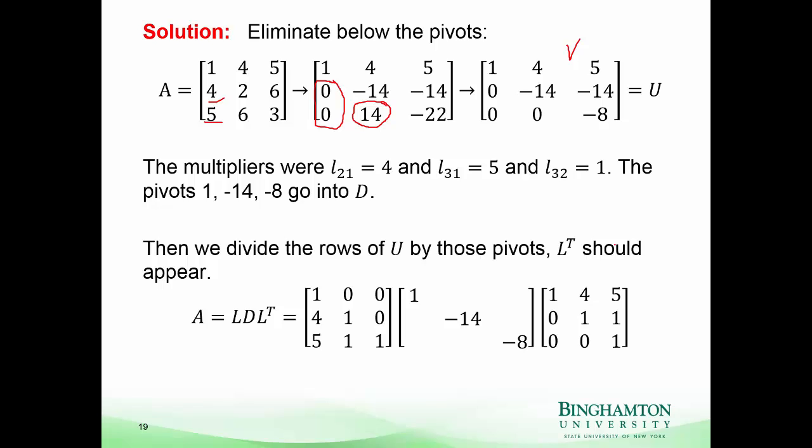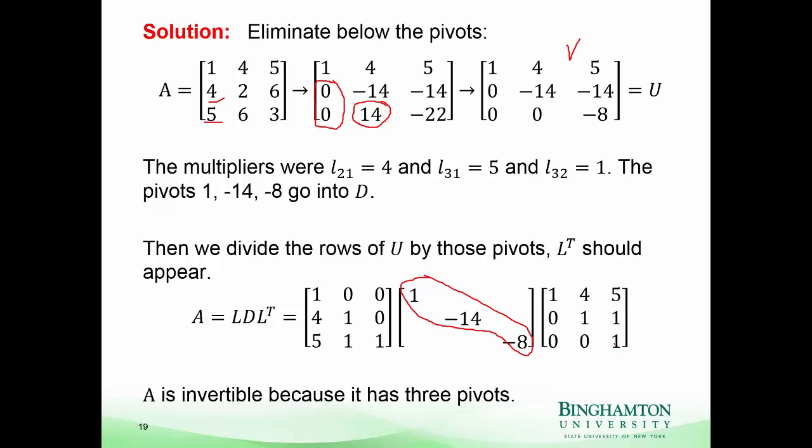Like I said, by hand, I'm not going to ask you to worry about dealing with the permutations. If I ask you to do LDL transpose for a symmetric matrix, it won't require any permutations. But you should at least be familiar with the idea that you can use permutations to take care of all that. And we see that this is invertible because our D matrix in the middle has all non-zero values. So it has 3 pivots. So definitely invertible.